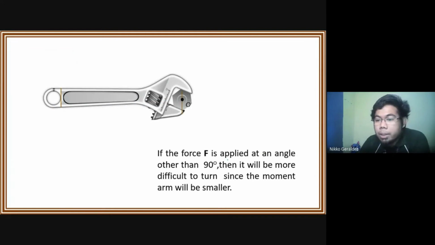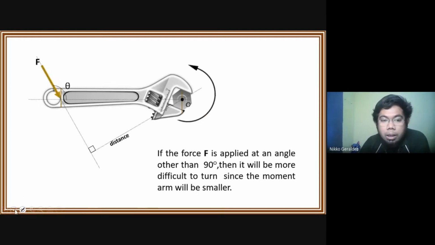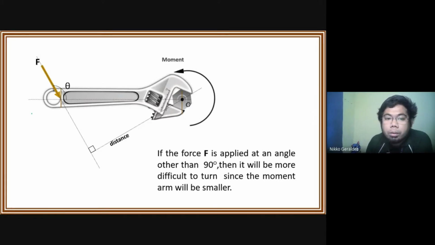So, if the force F is applied at an angle other than 90 degrees, then it will be more difficult to turn since the moment arm will be smaller. So kapag naka-angle daw yung force F, lumiliit yung perpendicular distance. So, kapag lumiliit yung perpendicular distance, mahirap daw.